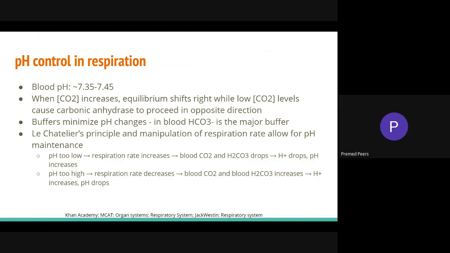Conversely, if the blood becomes too basic, respiration rate decreases, carbon dioxide and carbonic acid increase, thus decreasing the pH to optimal levels.